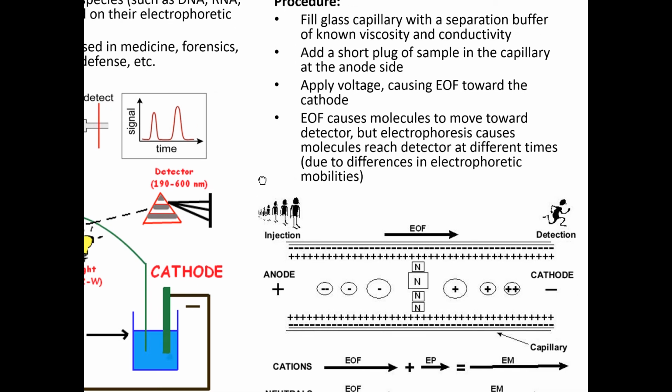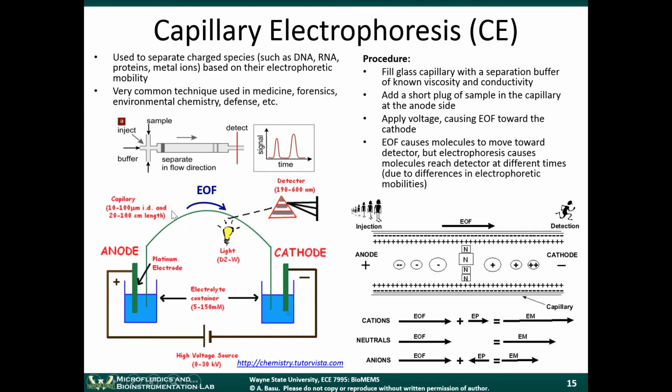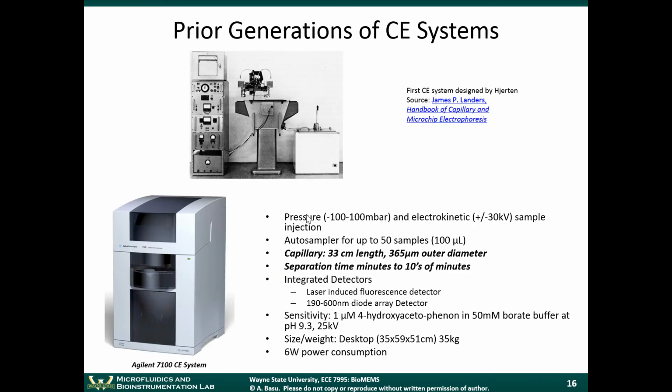All right, so does this make sense? Everyone kind of see how you can separate molecules with capillary electrophoresis? This type of thing has been done for a long time. Capillary electrophoresis systems have been available for decades. They were rather large systems, and they were ultimately miniaturized. But it's worth seeing what some of the prior generations of the systems look like. So this is an early system, and this is a somewhat more modern system. These types of systems are actually still sold commercially.